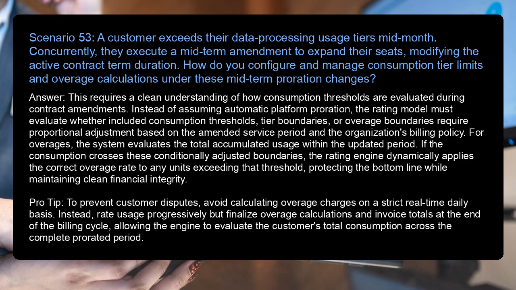Answer: this requires a clean understanding of how consumption thresholds are evaluated during contract amendments. Instead of assuming automatic platform proration, the rating model must evaluate whether included consumption thresholds, tier boundaries, or overage boundaries require proportional adjustment based on the amended service period and the organization's billing policy.